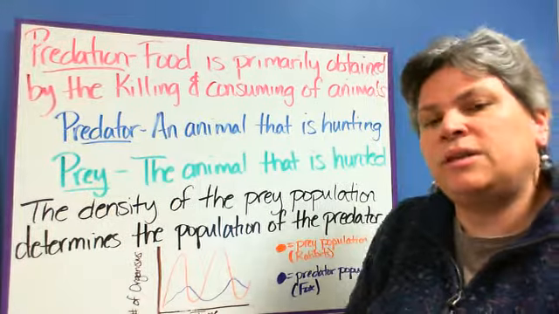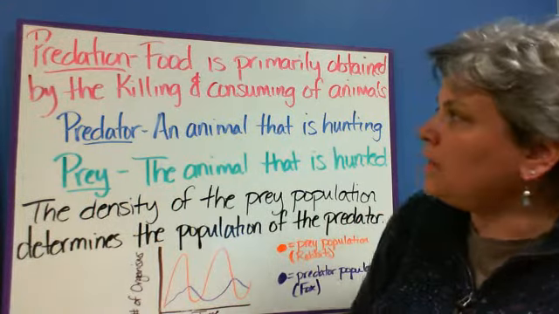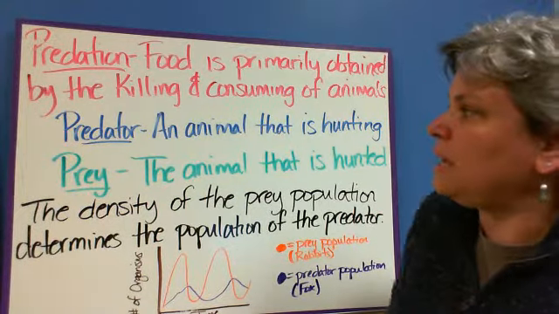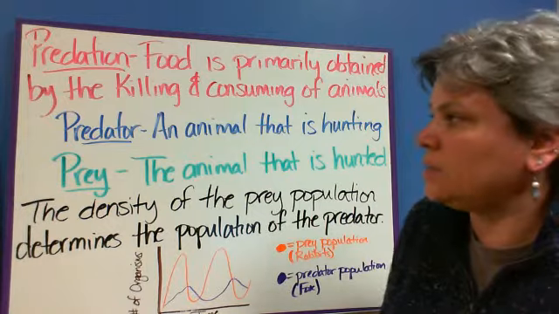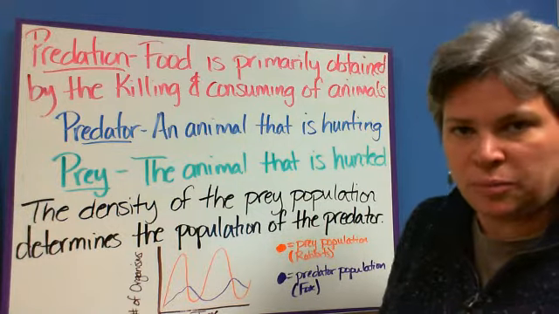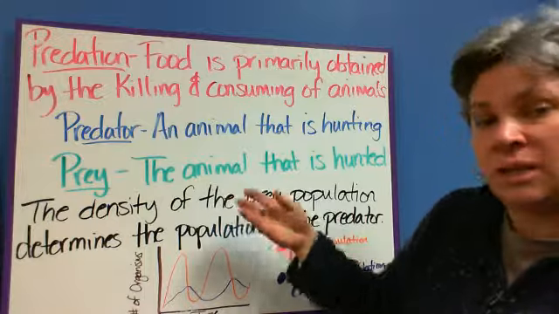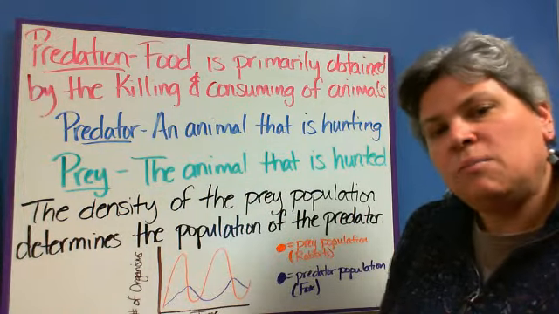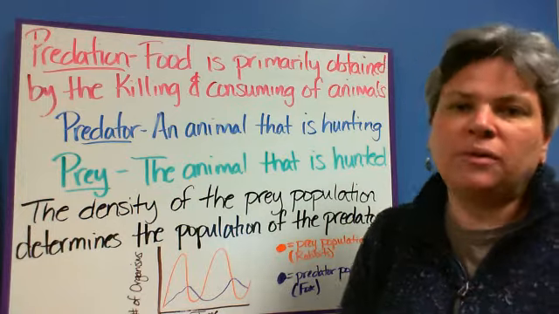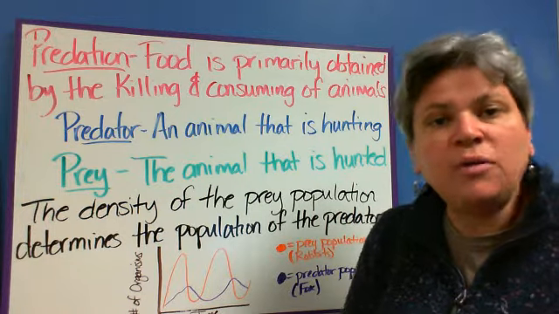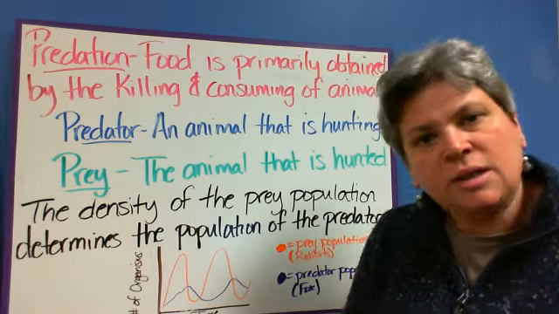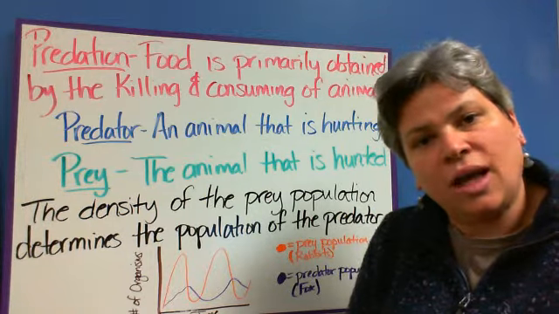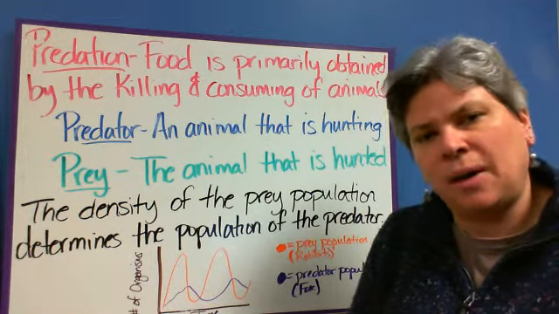Another example of a relationship would be predation. Predation is where the food is primarily obtained by the killing and consuming of animals. We're familiar with the predator and prey. The predator is the animal that is hunting, the prey is the animal that is hunted. Most of us think of the predator-prey relationship and the fact that the job of the predator in that ecosystem is to keep the prey population in check, or to keep a balance on the prey population.